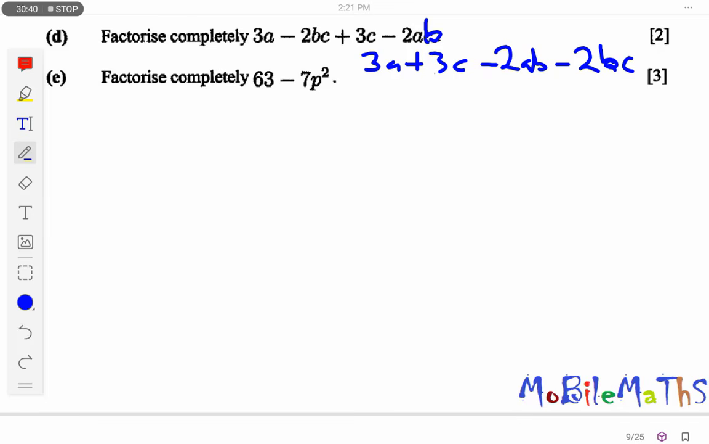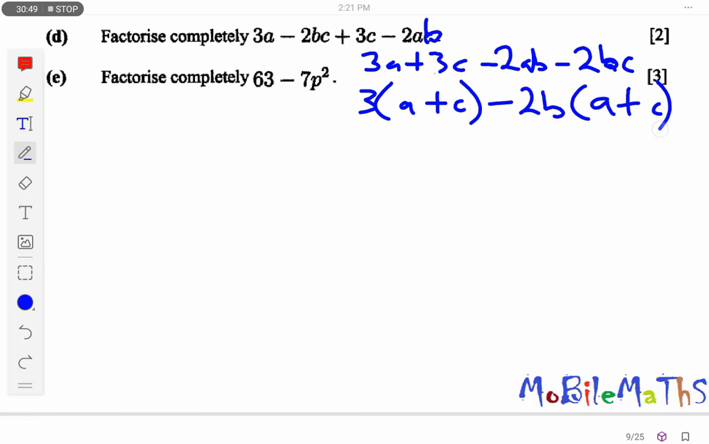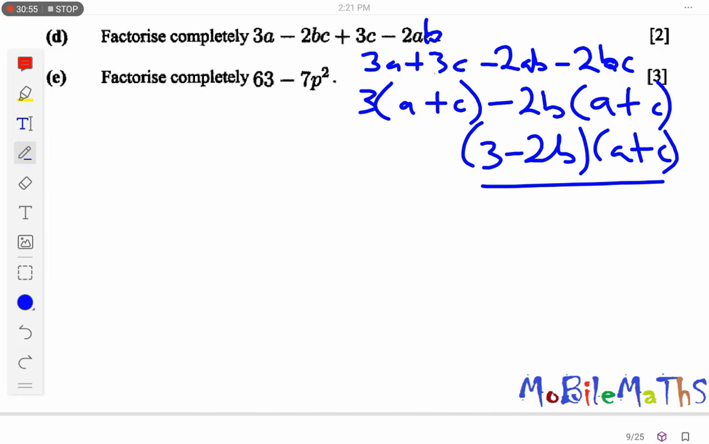Here, common factor 3, then I have a plus c. And here minus 2b, then I can have a plus a c there. Then I'll have my factors as 3 minus 2b and a plus a c. Okay, let's do the next question.